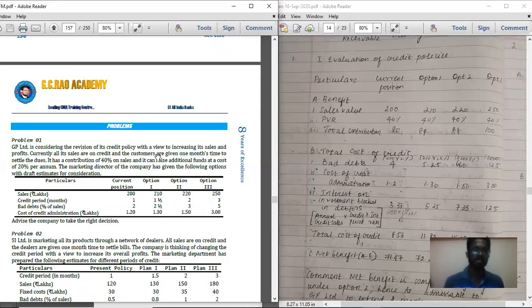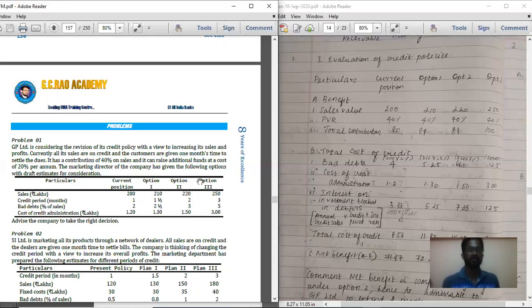Right now, the existing policy is that all sales are on credit and customers are given 1 month time to settle their dues. That is, 100% of sales is on credit and customers are given 1 month time. That is the existing policy, and it has a contribution of 40% on sales. It can raise additional funds at a cost of 20% per annum.